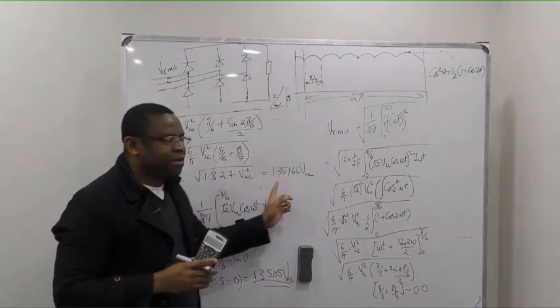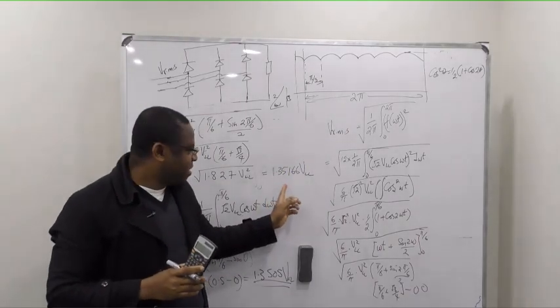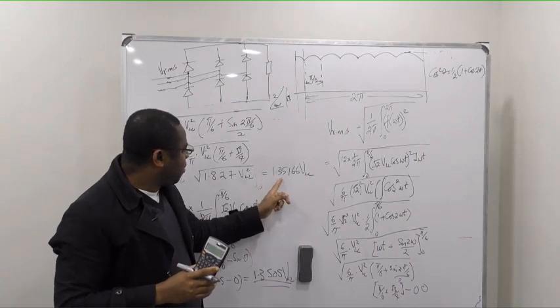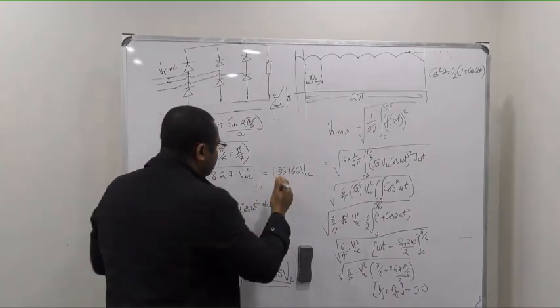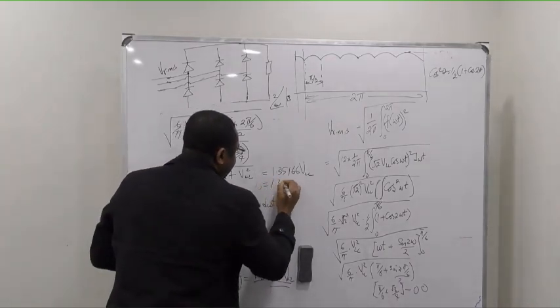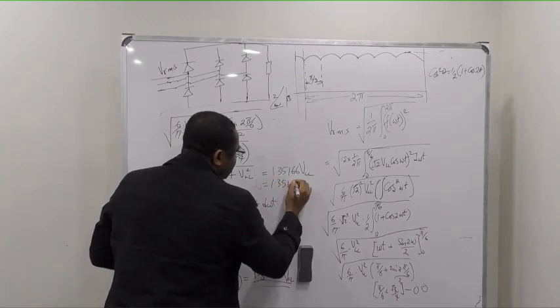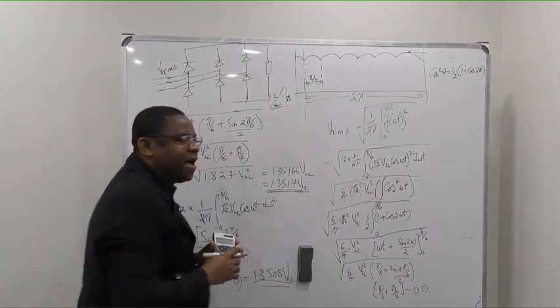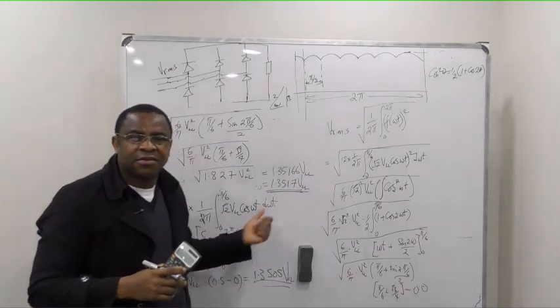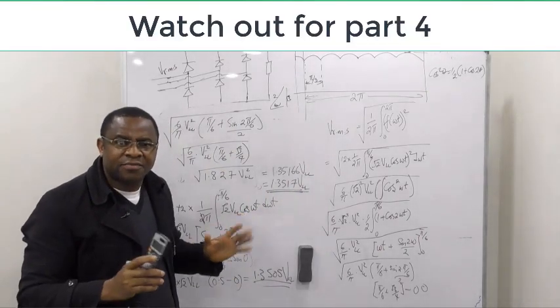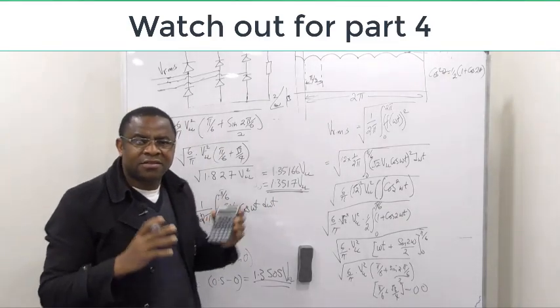So it means that your VRMS is 1.3517. You can just approximate 1.3517 VLL. That's our VRMS. So I might ask you to prove this. Did you get that? All right, thank you very much.